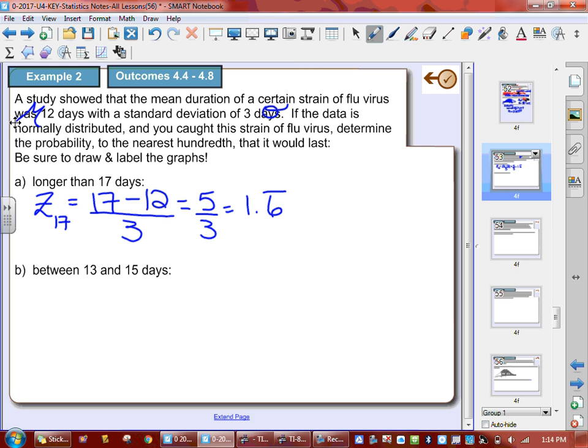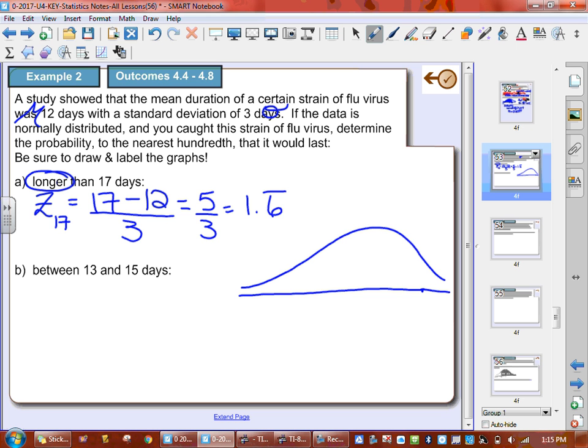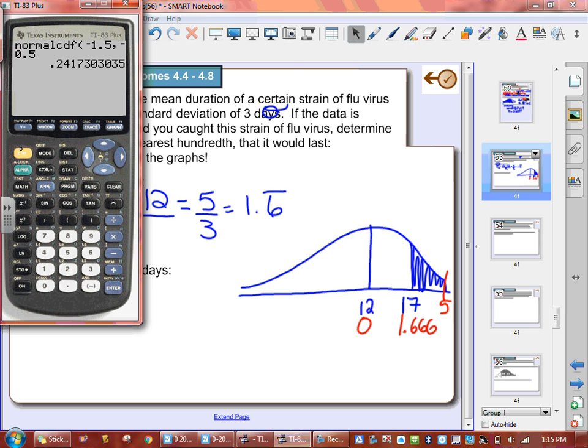So for this number, because we have to do normal CDF, and it says longer than 17 days, on our diagram it wants us to label and shade. If our mean is 12 days and we've got 17 days, that would be over here somewhere, and it wants to know 17 days or longer. On our Z-score numbers, the mean in the middle is 0, and 17 we just found is 1.666. The outer boundary we're going to use is +5. So grabbing our calculator, second vars, number 2, and we hit 1.666, comma, 5. Enter. Again, it's a very tiny region of numbers.